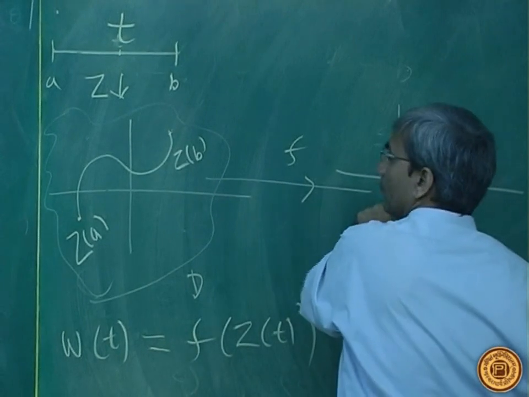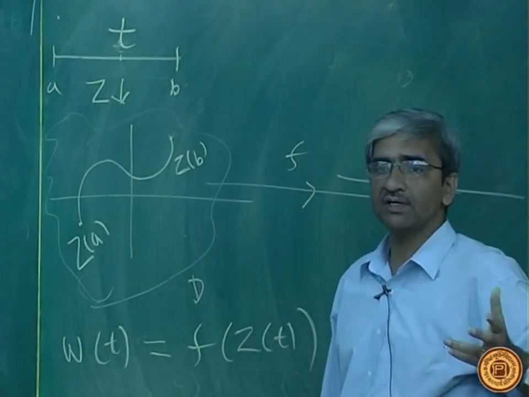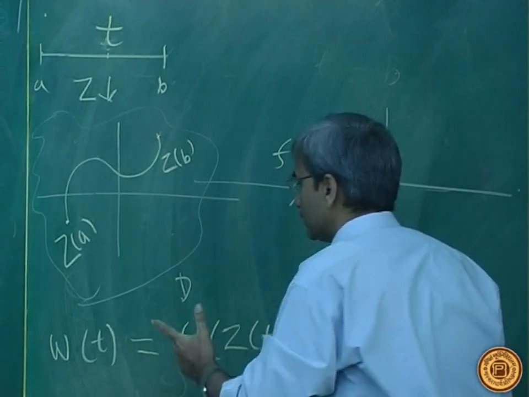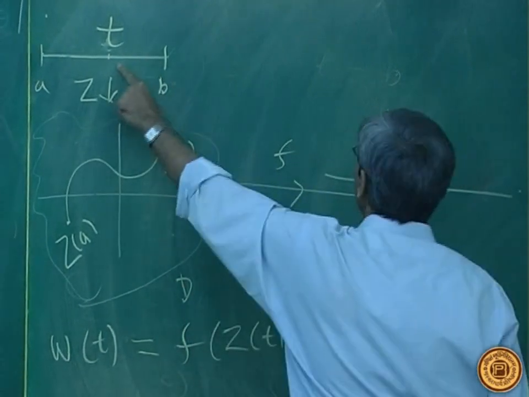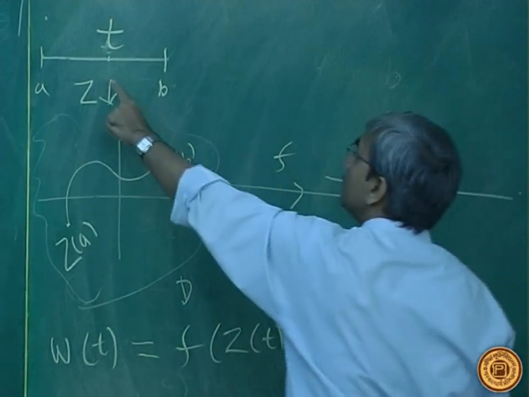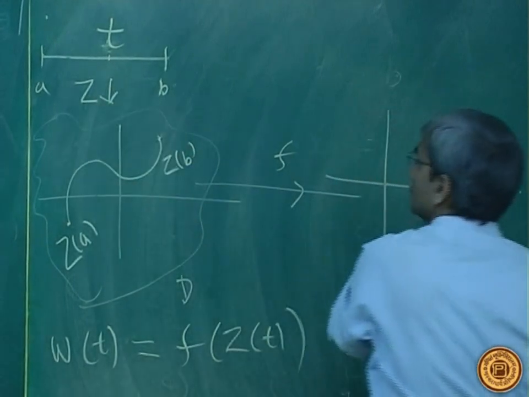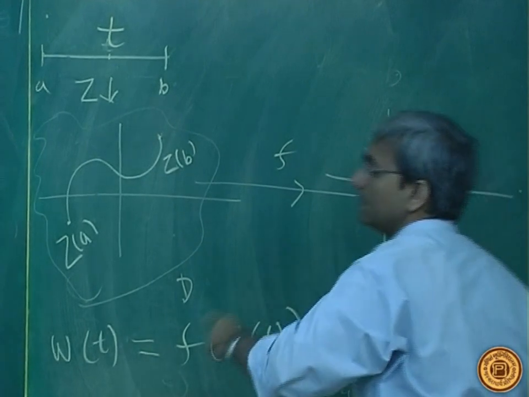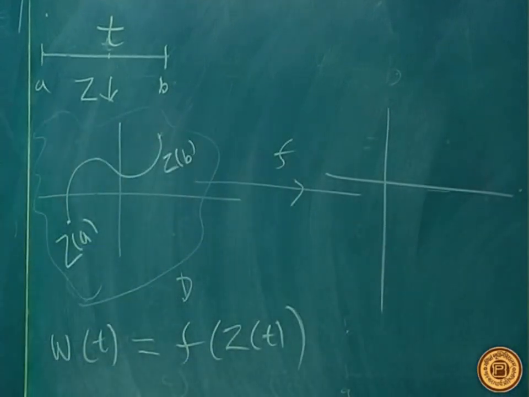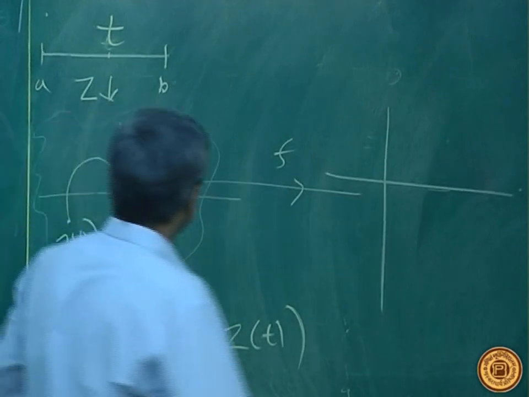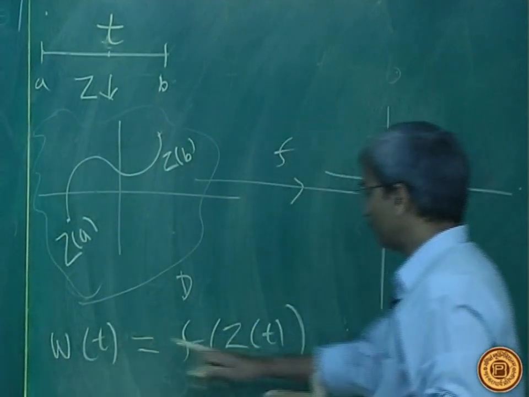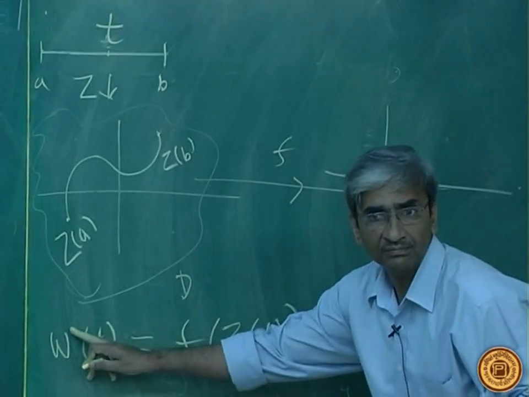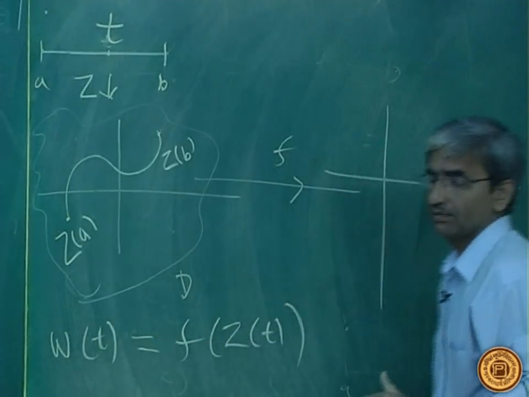We know how to find the derivative of a composite function, so we will apply that now and find w dash t. Is this clear? w is from AB to C, which is the composition of z and f. So this is nothing but the composition of f and z, and now we want to apply the chain rule to find w dash.